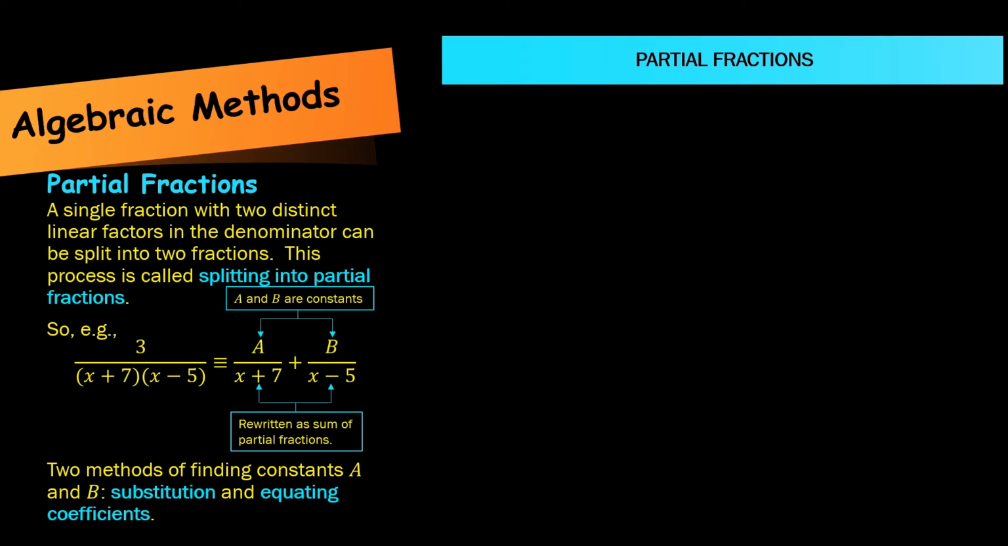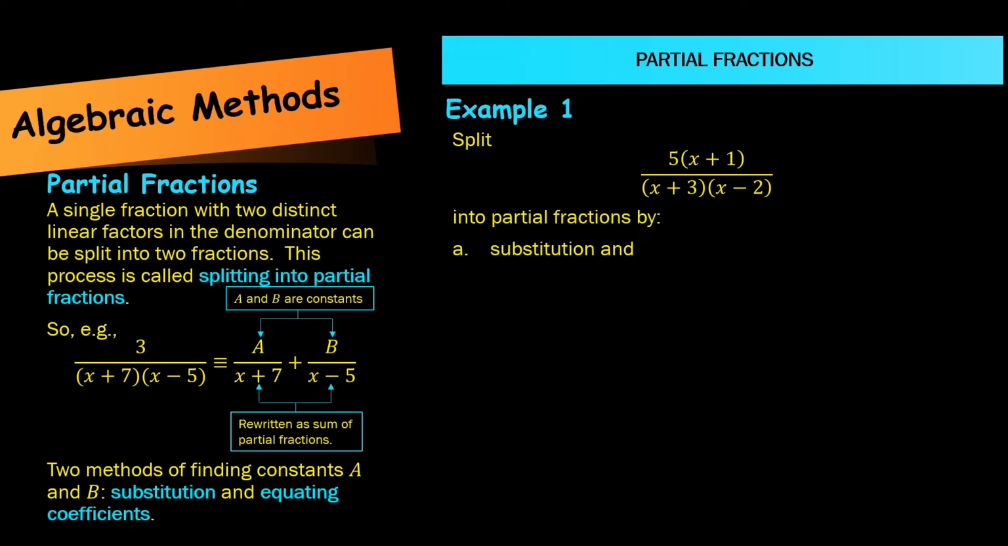There are two methods of finding constants a and b, either substitution or equating coefficients. Let's now take a look at an example. Pause the video and have a go. Press play when you're ready to view the solutions.